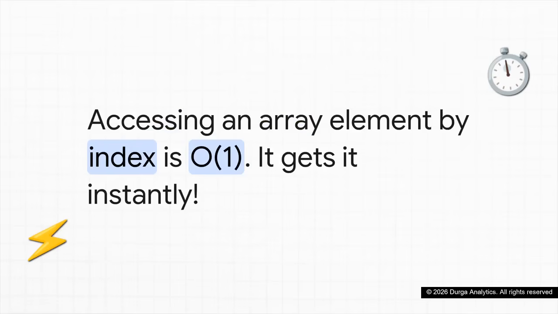So the major takeaway here is this. Accessing an array element by its index is O(1), or a constant time operation. Whether your array has 10 items or 10 million items, jumping directly to an index takes the exact same tiny fixed amount of time. This is random access. Whenever you're building an application and you know the exact position of the data you need, an array is going to fetch it for you instantly.